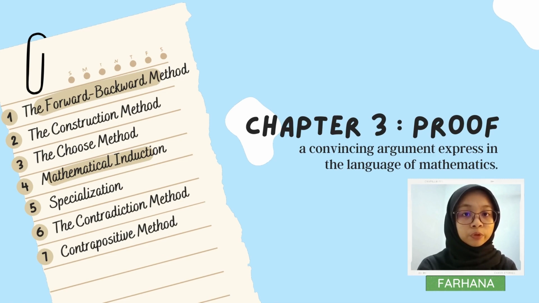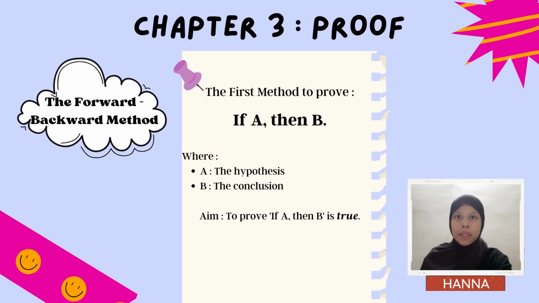In Chapter 3, Proof, a mathematical proof is a convincing argument expressed in the language of mathematics, and there are 7 methods to prove, which are the forward-backward method, the construction method, the choose method, mathematical induction, specialization method, the contradiction method, and contrapositive method. Now I will explain the first method of proof in chapter 3, which is the forward-backward method.